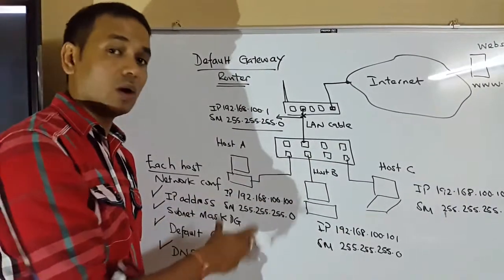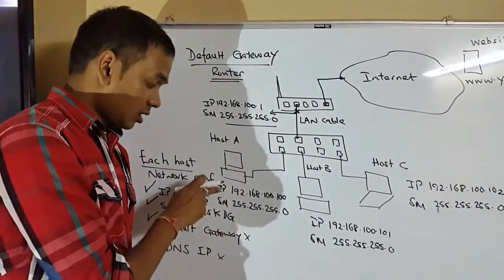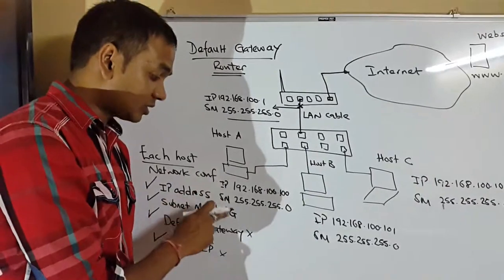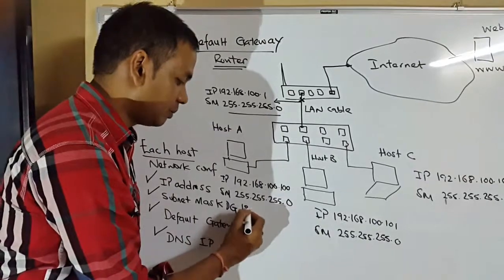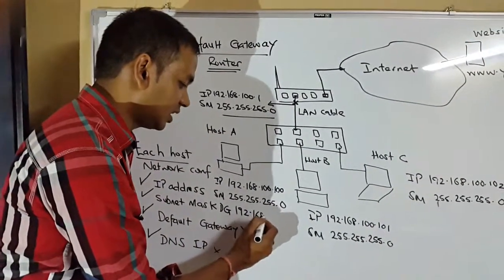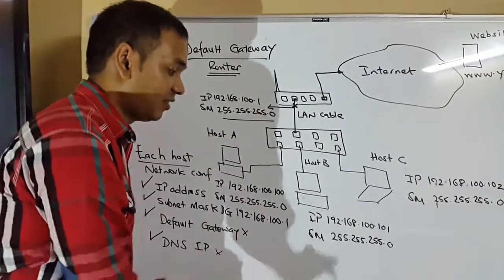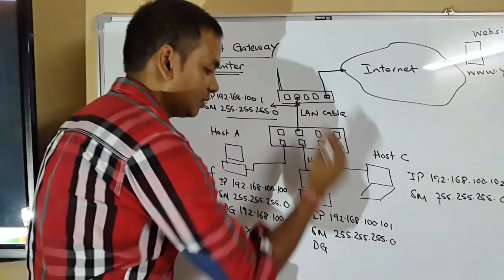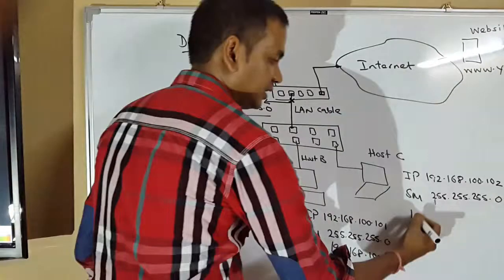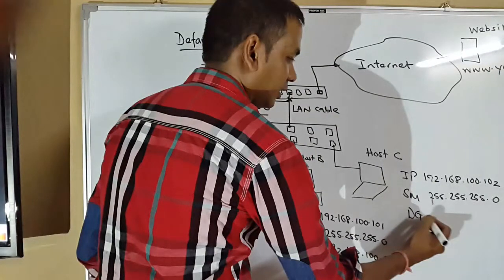In my next video, I will show you how to assign those IP addresses. I have my IP address, I have my subnet mask. Now my default gateway will become the IP address of the router, which is 192.168.100.1. This host will have the same default gateway, 192.168.100.1. This host as well will have the default gateway 192.168.100.1.